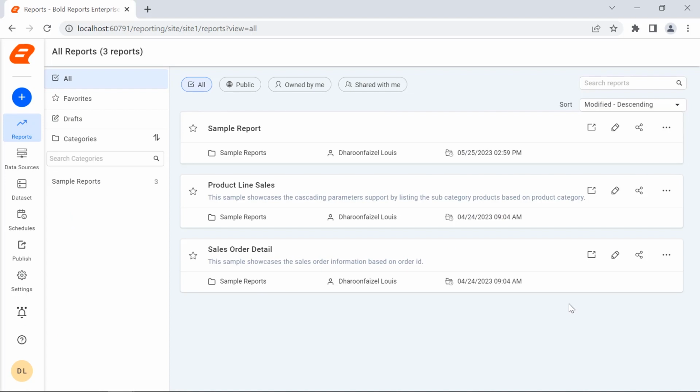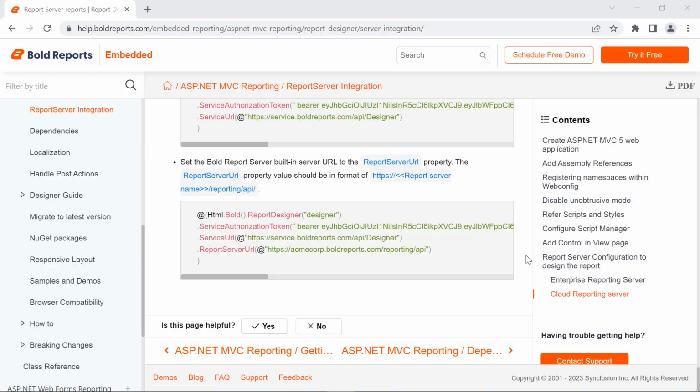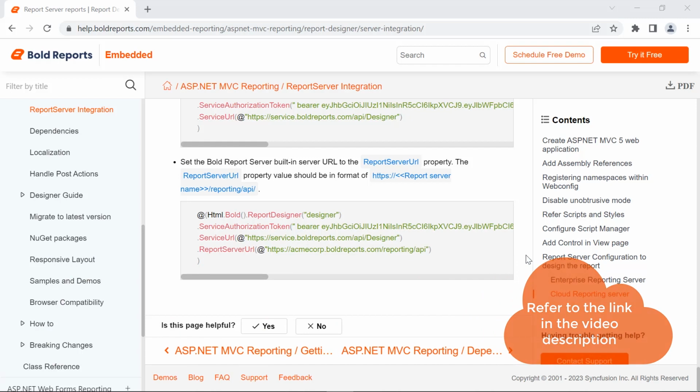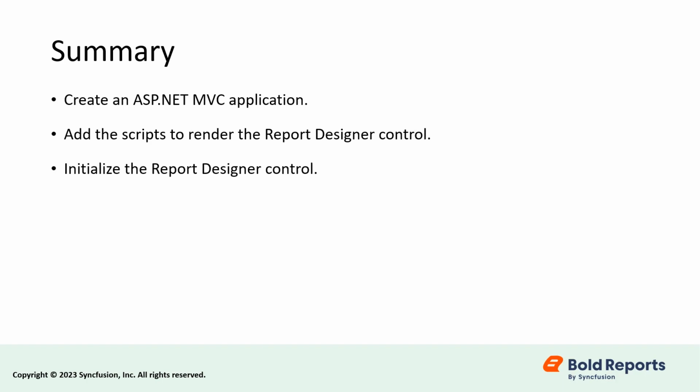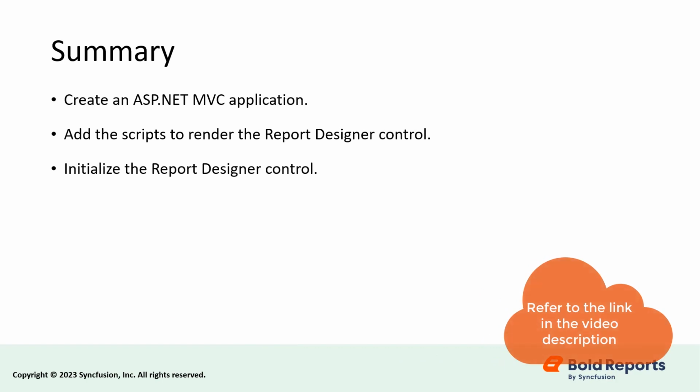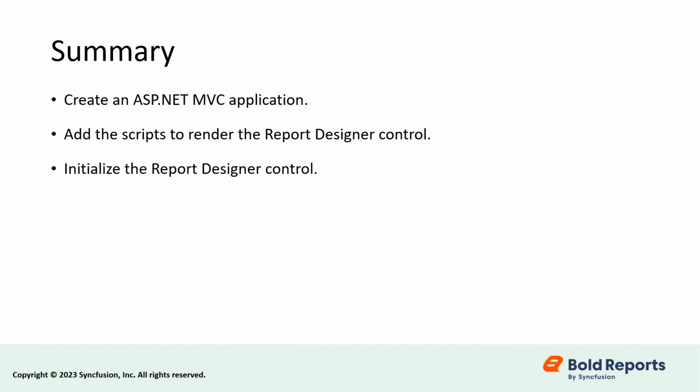In this demo, I showed you how to embed the Report Designer from the Enterprise Report Server. You can also embed the Report Designer from the Cloud Report Server. I have provided the documentation link for that in the video description. In this video, I have shown you how to create an ASP.NET MVC application, add the scripts to render the Report Designer control, and initialize the control. I have also provided the documentation link in the description below for the steps that are followed in this video.